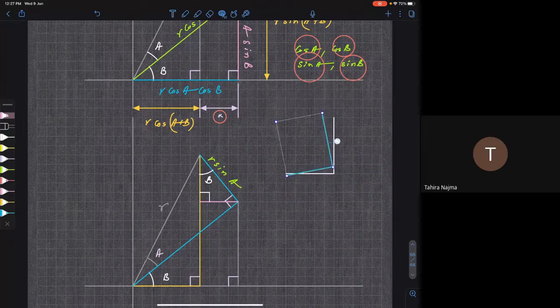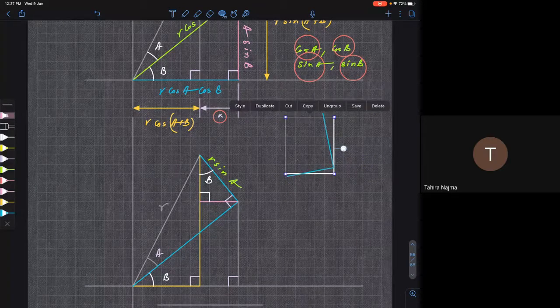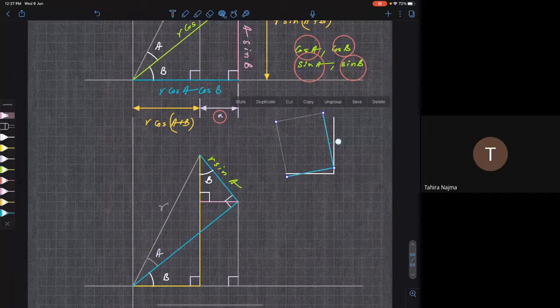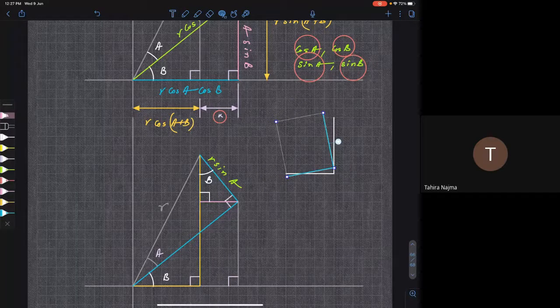You take any value. Now if you look at this blue, now they are making 0 degrees. Now if they are making 10 degrees, the other pair will also make 10 degrees. If they are making 20 degrees, the other pair will also make 20 degrees. If you make 60 degrees, the other pair will also make 60 degrees. Are you getting my point?